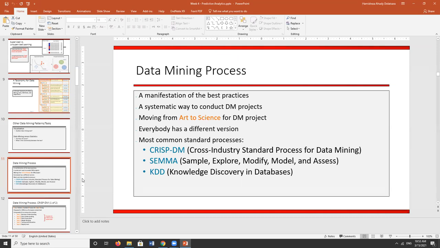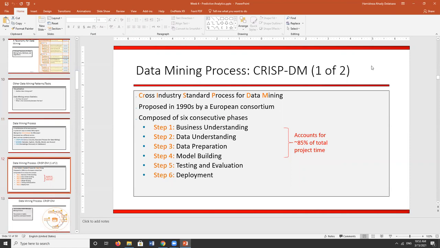I posted three different standard processes. The first one is CRISP-DM, cross-industry standard process for data mining. SEMMA stands for sample, explore, modify, model, and assess. And KDD, knowledge discovery in databases. Let's talk about CRISP-DM. First one, business understanding.